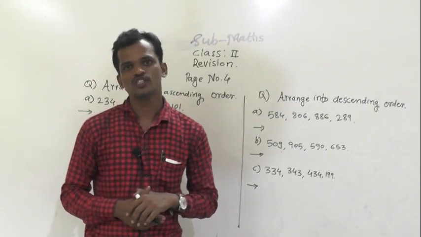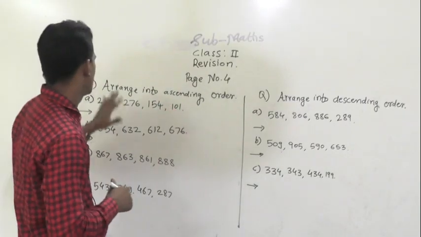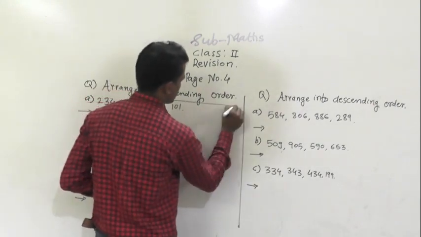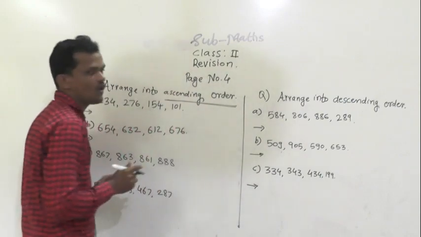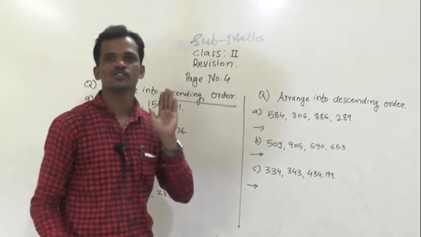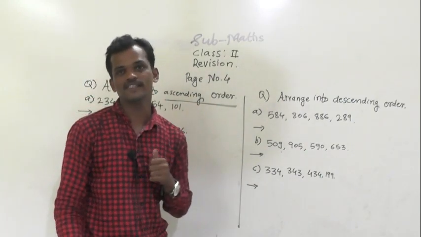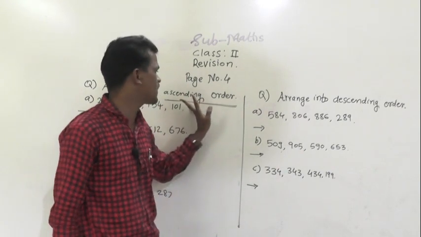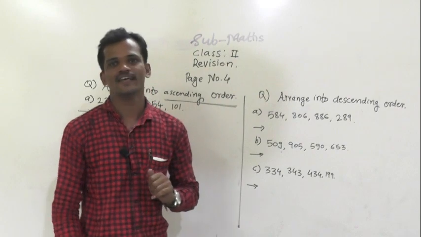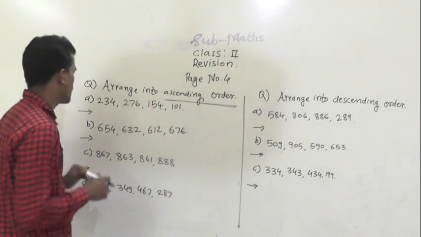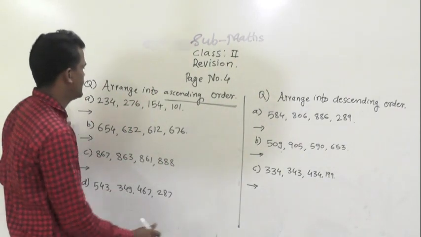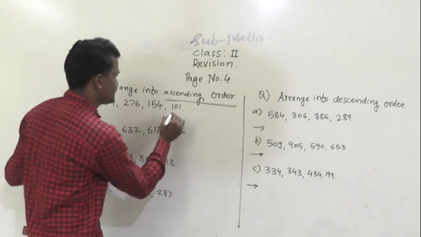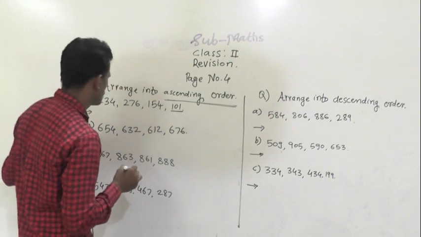Revision paper page number 4. Arrange into ascending order. What is meant by ascending order? Ascending order means small to big. Another name for ascending order is increasing order. So arrange these numbers in ascending, that is small to big, order. Which is the smallest number here? This number is the smallest, so write it first.